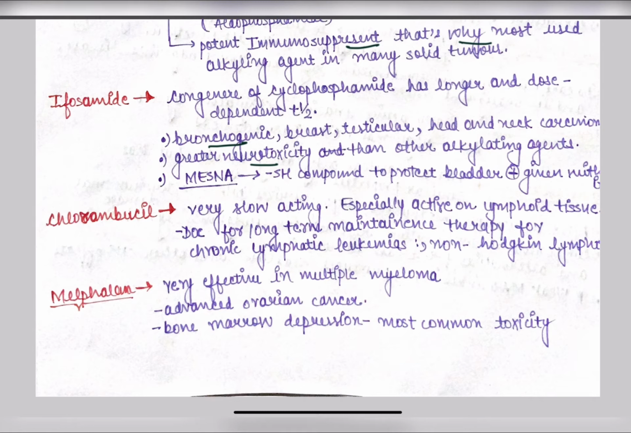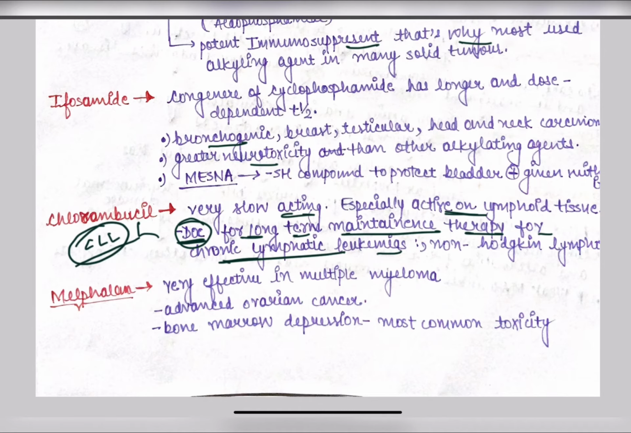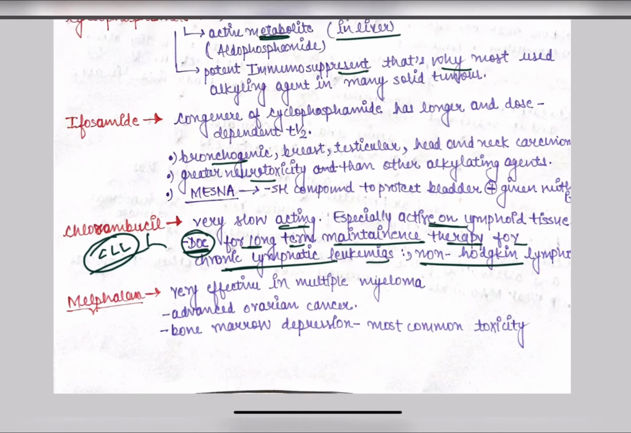So now another drug is chlorambucil. It is very slow acting, and especially it acts on lymphoid tissue, okay? It is the drug of choice, we have to remember. This is the drug of choice in long-term maintenance therapy for chronic lymphatic leukemia, CLL, okay? For CLL, we have to remember chlorambucil, and non-Hodgkin lymphoma, okay?